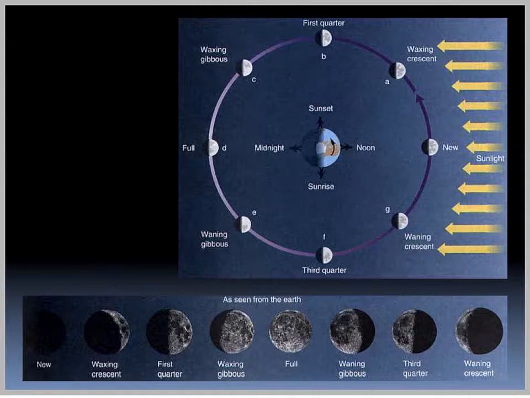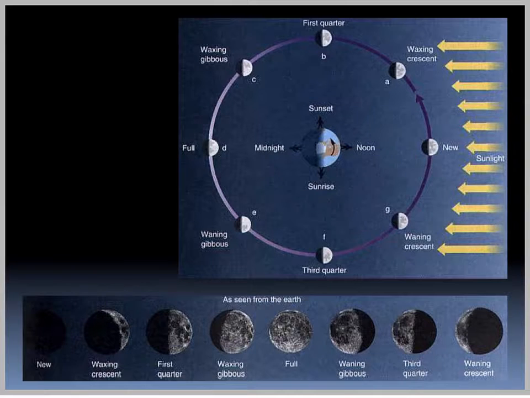So as seen from the Earth, we have a new moon. We can't see any of it. It's waxing crescent here. It's first quarter. It's waxing gibbous here. Becomes full, and then it starts to wane and get less light. So it's waning gibbous here. It's third quarter. And waning crescent, and then back to new moon. And what we see and when it rises and sets is going to change.